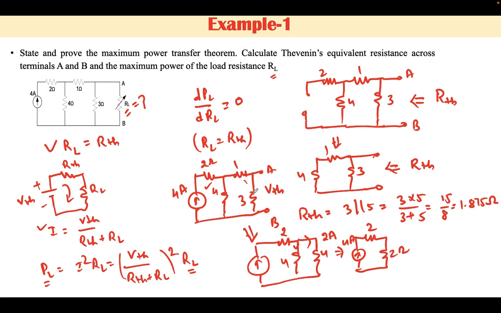Now we have to find the voltage across this 3 ohm resistance, that is nothing but the VTH, which is given by VTH is equal to 3 into 2, that is equal to 6 volt. Now we know the VTH and we know the RTH, so we can calculate Pmax. Pmax will be equal to VTH square upon 4 times RTH, which is equal to 4.8 watt in this case.